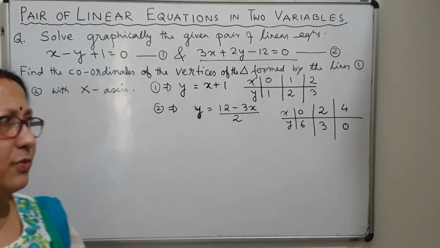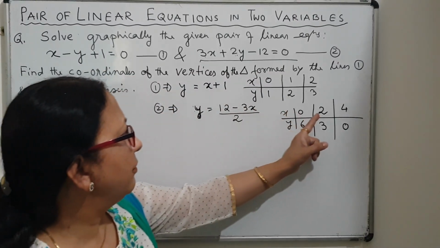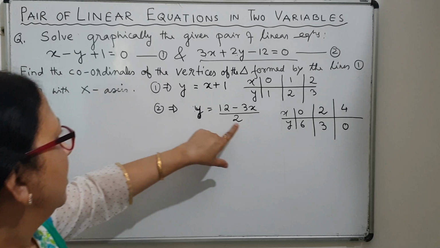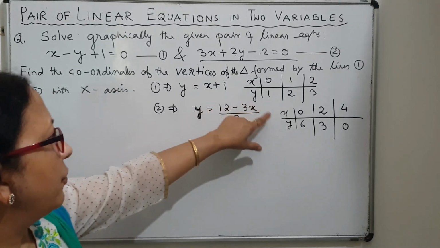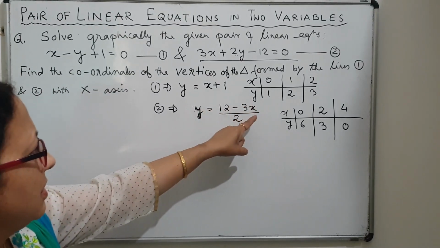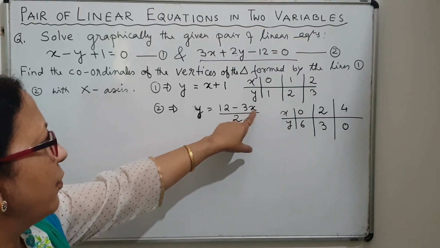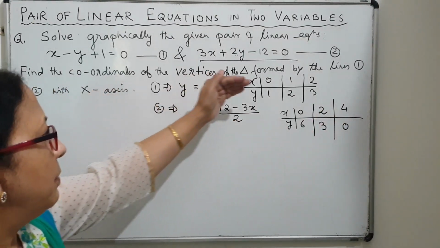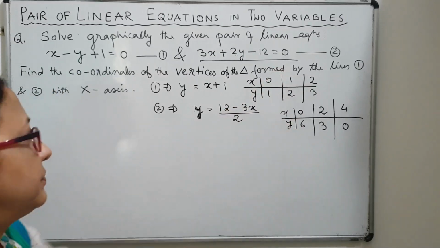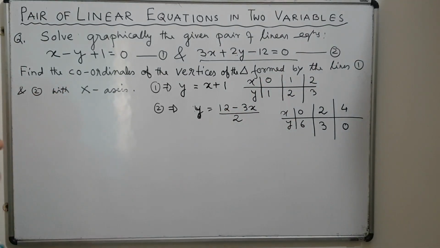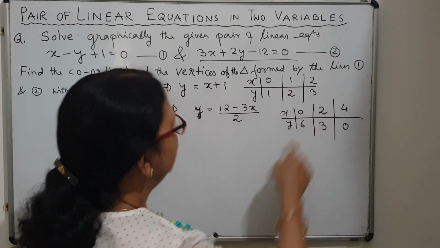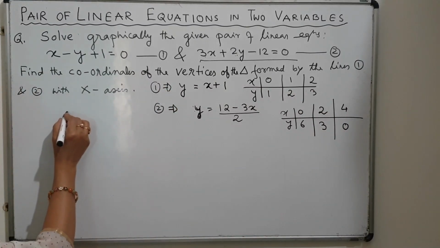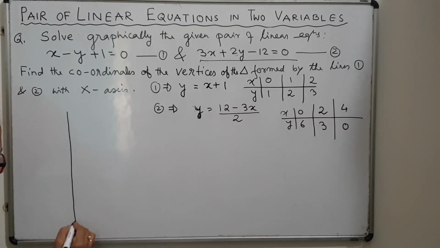So in this way, you can very easily get the table. Once you express y in terms of x, by observing, you can choose the values of x so that you get integral values of y. So now we will be plotting them on the graph paper. In the graph paper, you see here all are positive. Anyway, let me draw the graphs.